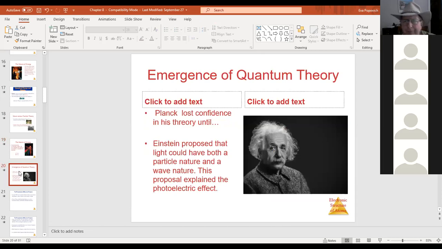Now, Planck was all well and good, but he had some people that were beating down this radical theory, and he basically lost all confidence in it until Einstein came back and proposed that light can have both a particle and a wave nature. He explained this through something he called the photoelectric effect. By the way, ladies and gentlemen, Einstein did not win his Nobel Prize for the theory of relativity. He won his Nobel Prize for the photoelectric effect.